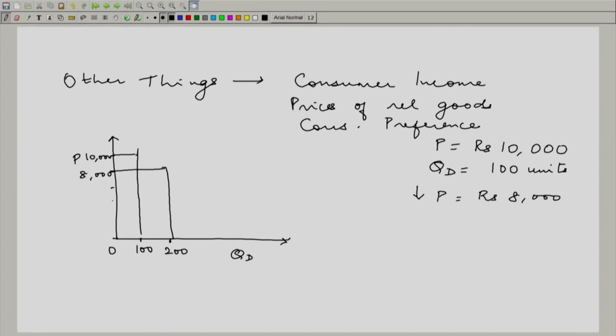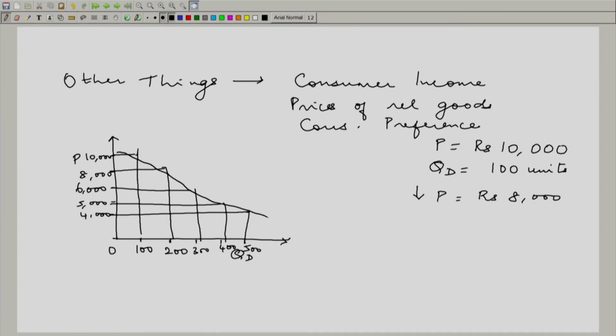In this manner, as the price keeps falling to 6,000, 5,000, 4,000 and so on, the same reasoning continues as more and more consumers are willing to spend and can now afford to buy more of these phones at lower prices. So, what you get is a demand curve based on the coordinates that we have plotted. It is nothing but a downward sloping curve that shows that quantity demanded is inversely proportional to price.